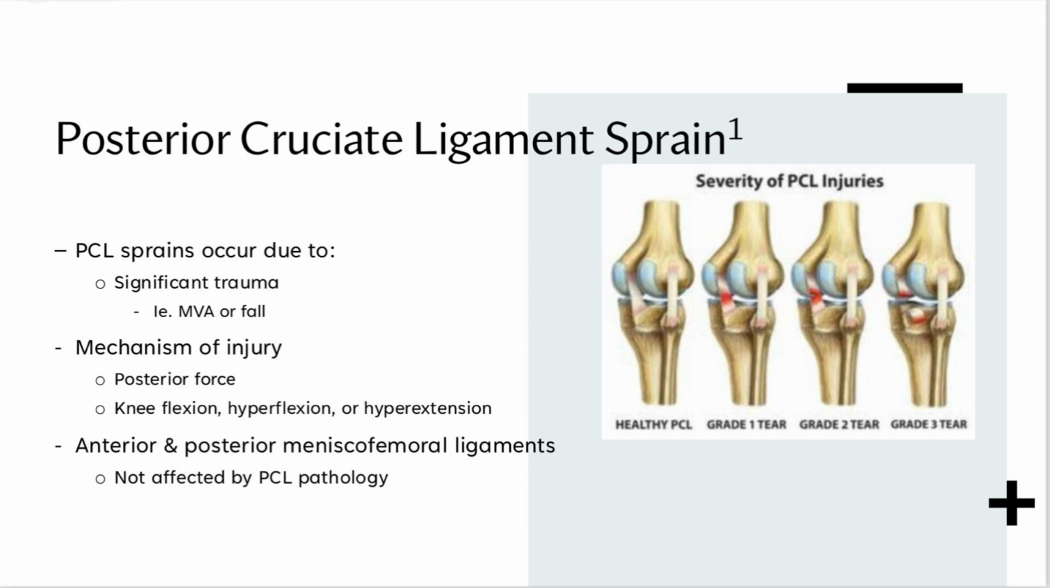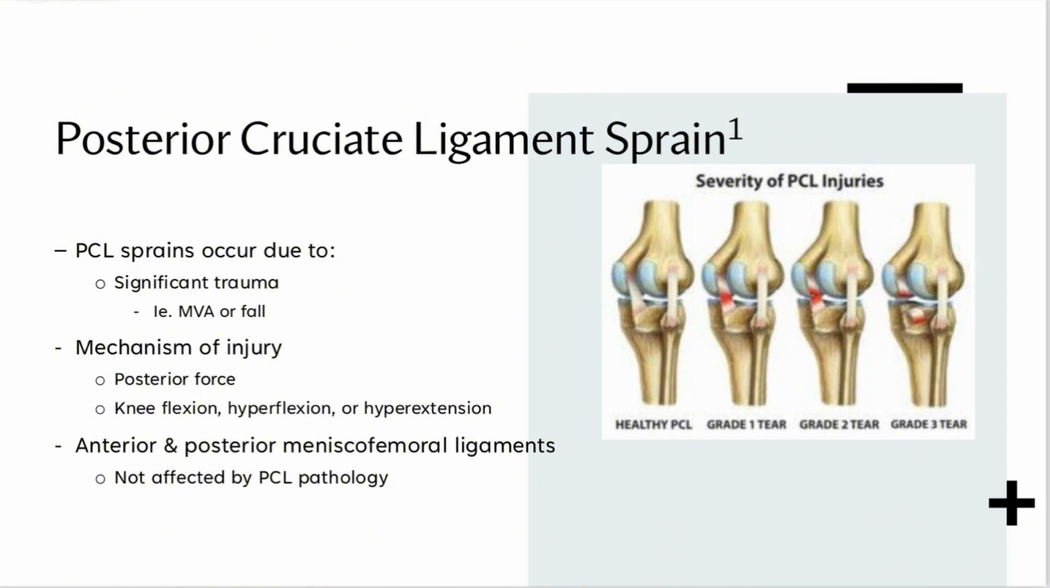vehicle accident, specifically a dashboard giving posterior force into the passenger's knee, resulting in an excessive posterior translation, or a fall into the anterior aspect of the proximal end of the lower leg with a flexed knee. The mechanism of injury is an excessive posterior force, such as falling onto the knee when it's flexed, as I stated earlier, having posterior force strong enough to hyperflex or hyperextend the knee.